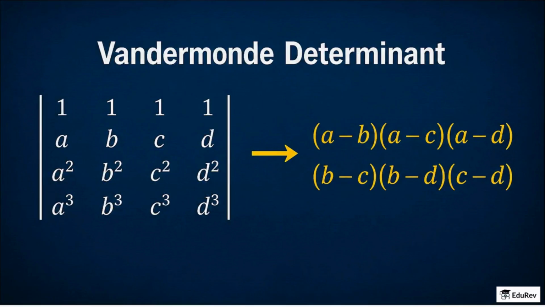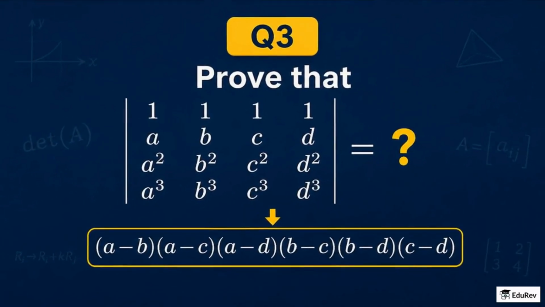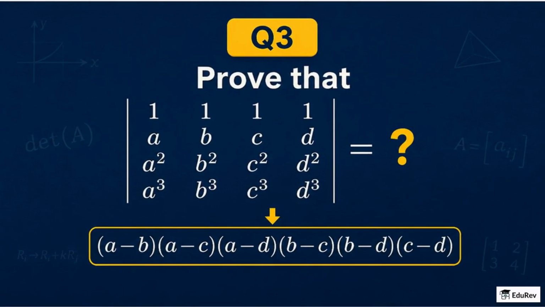Another classic example is the Vandermonde type determinant in a, b, c and d, and we will show it factors into products like a minus b and so on. Question number 3 asks, prove the determinant equals the product of terms a minus b, a minus c, a minus d, b minus c, b minus d and c minus d.